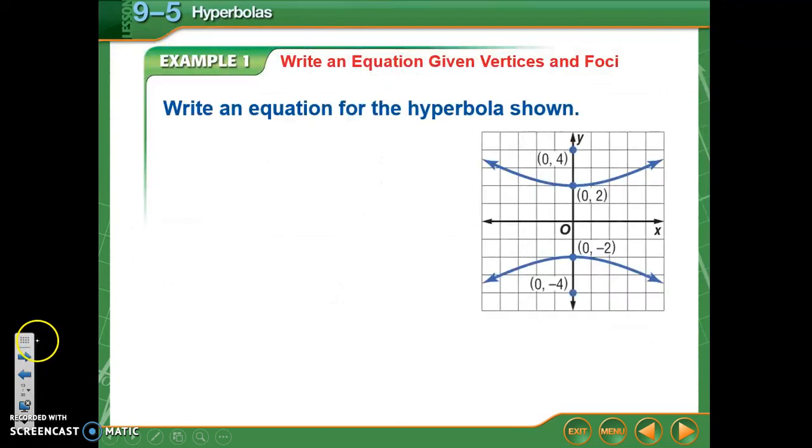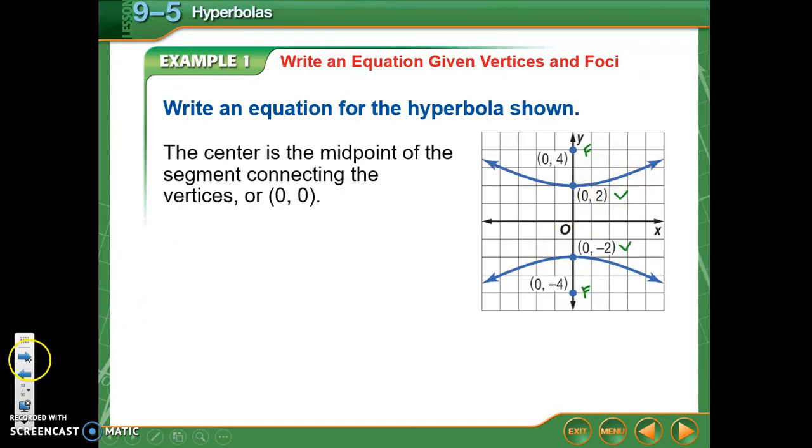All right, so we're going to practice writing an equation for this hyperbola. So what do we see in this hyperbola? We see my 2 vertices. We see the 2 foci, right? And we can kind of see where the asymptotes would go. But we're going to use specifically the vertices and the foci here to figure out the equation of our hyperbola.